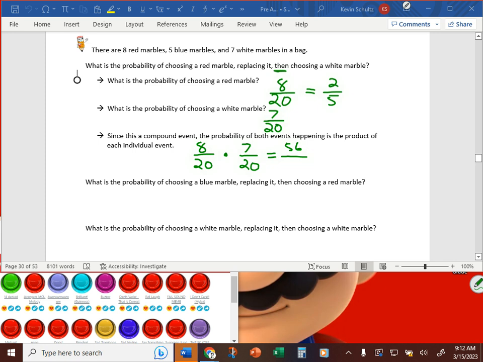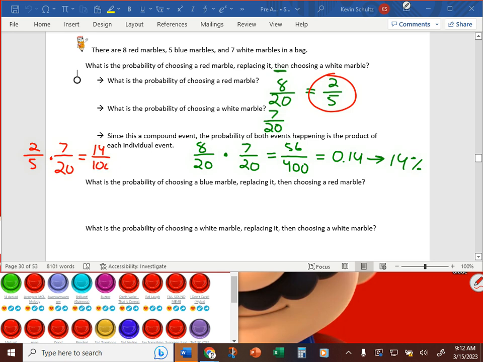20 times 20 equals 400. So the probability of choosing a red one, putting it back, and then choosing a white one is 56 out of 400. What percentage is that? 14%. If you divide this in your calculator, you get 0.14, which equals 14%. Since we simplified it earlier, if we had used 2/5 as our probability of picking a red marble, 2/5, which is the red, times the 7/20 of the white, 2 times 7 is 14, 5 times 20 is 100.